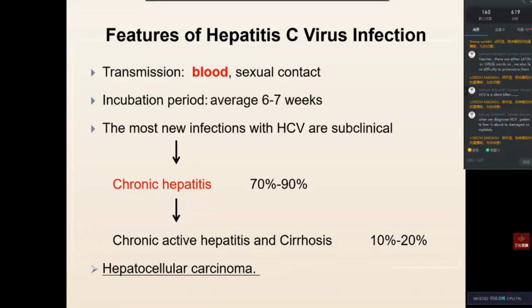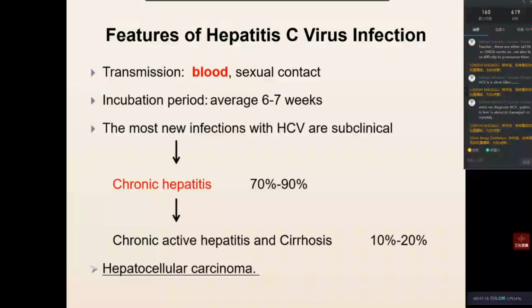Most new infections with HCV are subclinical. So it means that not everyone shows symptoms. But once it shows symptoms, the condition is not good. A lot of infections can develop into chronic hepatitis, and some of them can further develop into hepatocellular carcinoma. So that's cancer. HCV can also lead to cancer, and also HBV. And HAV doesn't cause chronic disease. So when you learn these different viruses, for each characteristic you just compare the different viruses. That can help you to understand and remember these contents.